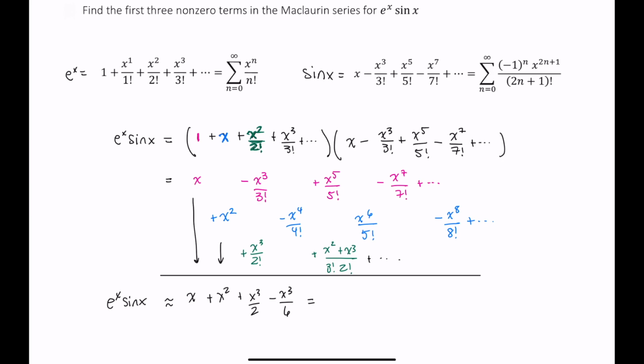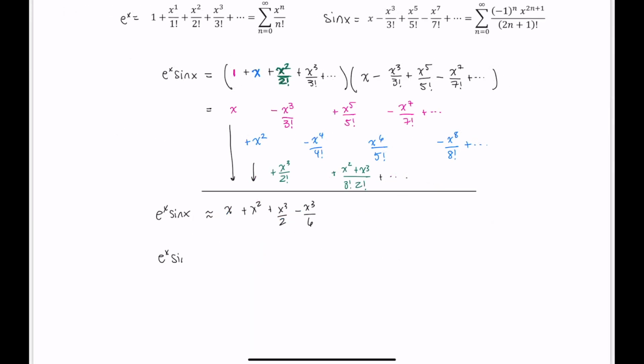This simplifies as follows. So e to the x times sine x is approximately x plus x squared plus x cubed over 3. You got this.